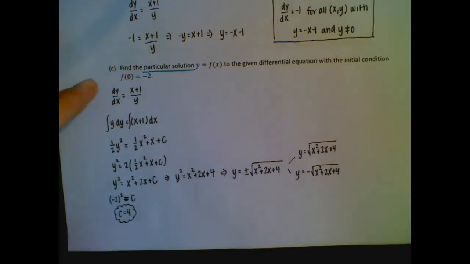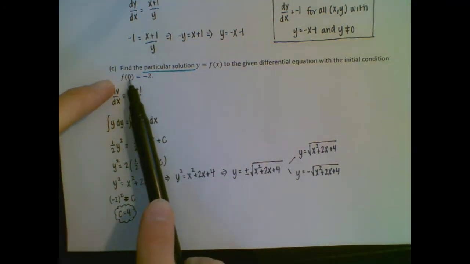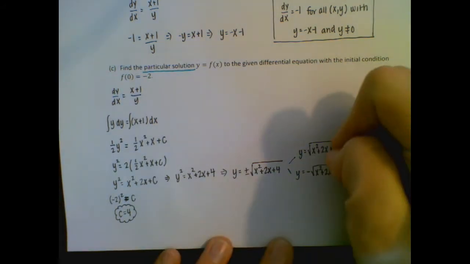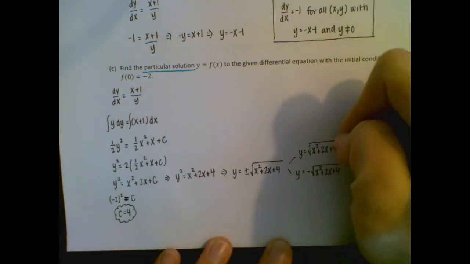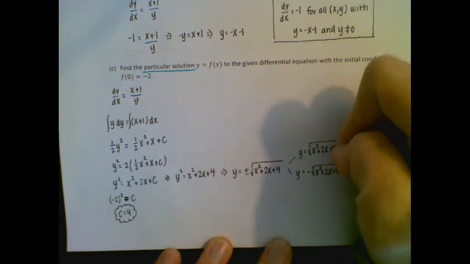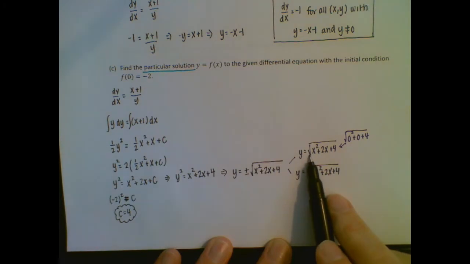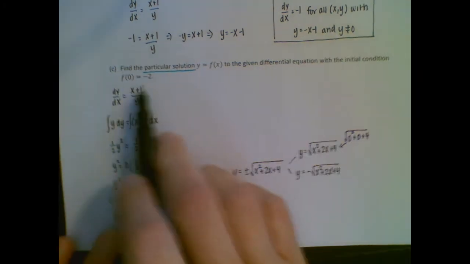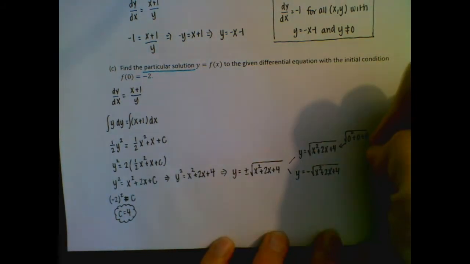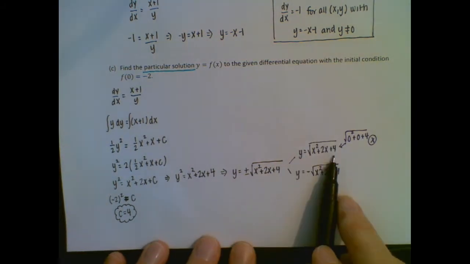What happens if I actually substituted in the 0 over here? Well, if I put in a 0, that would give me 0 squared plus 2 times 0 is 0 plus 4 underneath the root. And if I take a square root of that, that's going to give me a +2. But my initial condition says I need to get a -2. So this part is not going to work. I don't want to take the positive root.